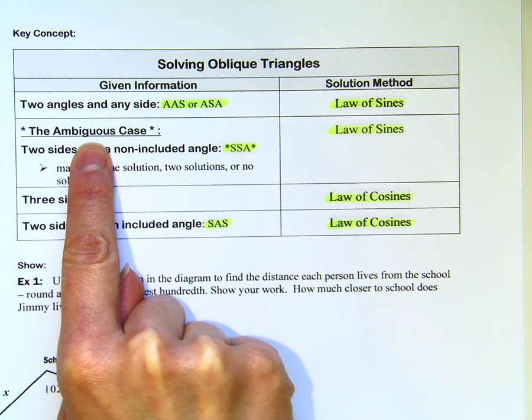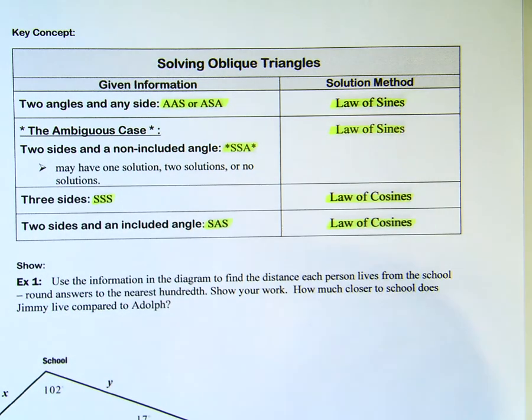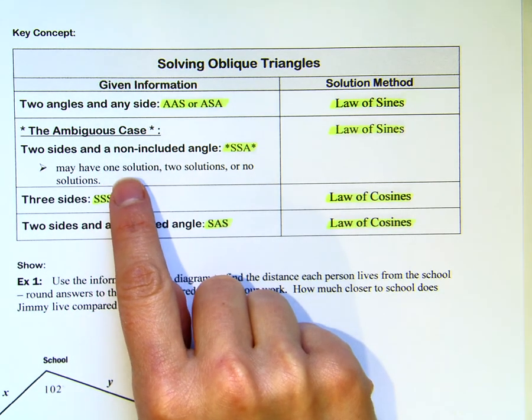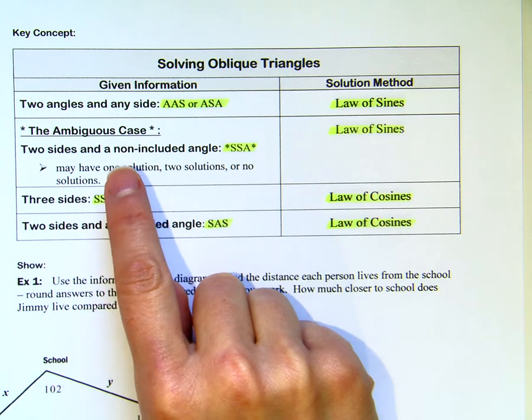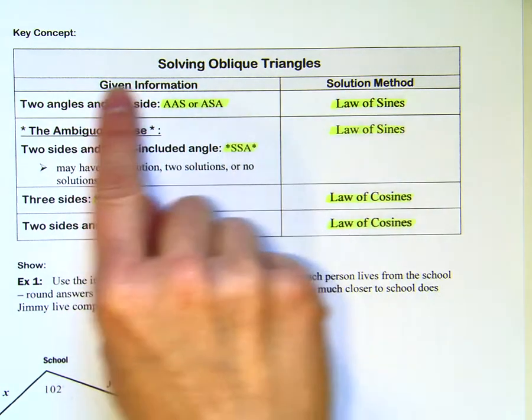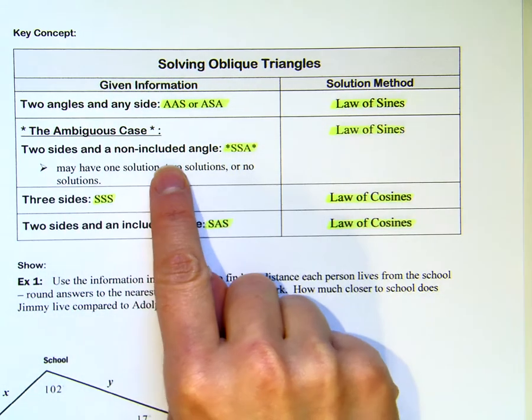Now, when something is ambiguous, it's unclear, it's uncertain. There are multiple possibilities. So in this ambiguous case, we could actually have a couple different possibilities for what kind of triangle we have, whether it's one solution, two solutions, or none at all. And we will look more at this case in the next video.